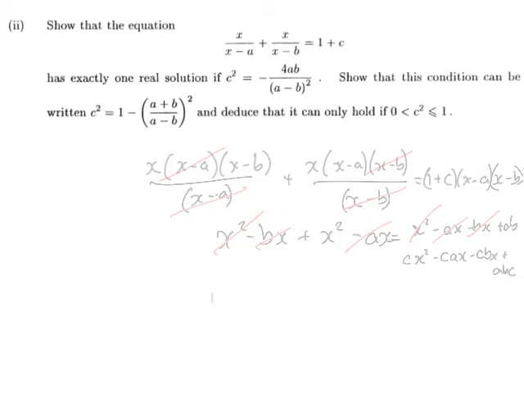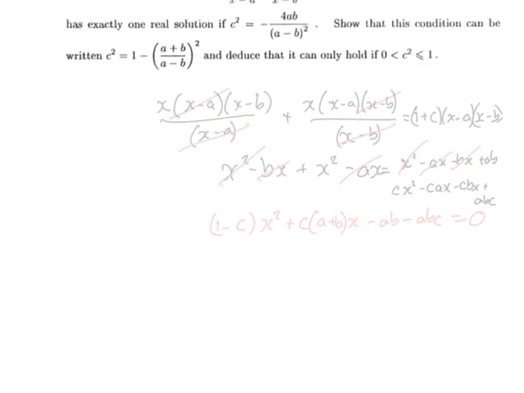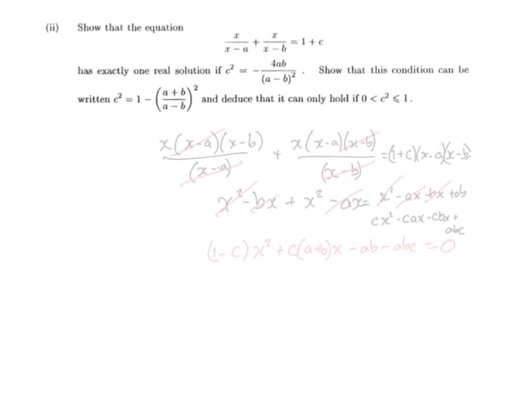Now, if I move all of the terms to the left-hand side, so the x squared terms, 1 and c, I get 1 minus c x squared. Now if I look at the x's, I've got an acx and a bcx. They both become positive, and I can take a factor of x and c out, and that's why it becomes c(a plus b)x. And then I move the final two terms, ab and abc, over. Again, those could be factorised, but I haven't factorised them. I don't think it's too important right now.